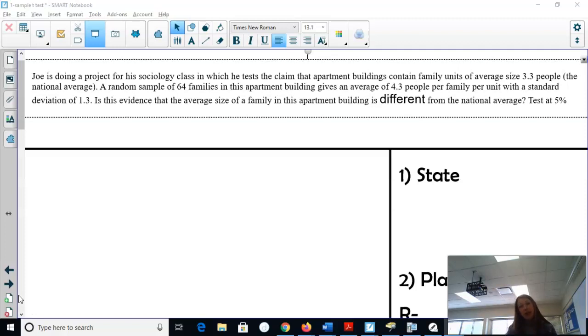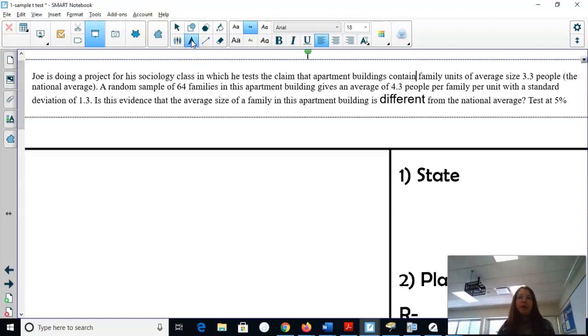So we have this national average of how many people live in an apartment unit, and then we have this apartment building, I'm assuming where he lives. They have an average of 4.3, so it's greater than. Is this evidence that the average size of a family in this apartment building is different than the national average? Test at 5%, so that is that significance level.